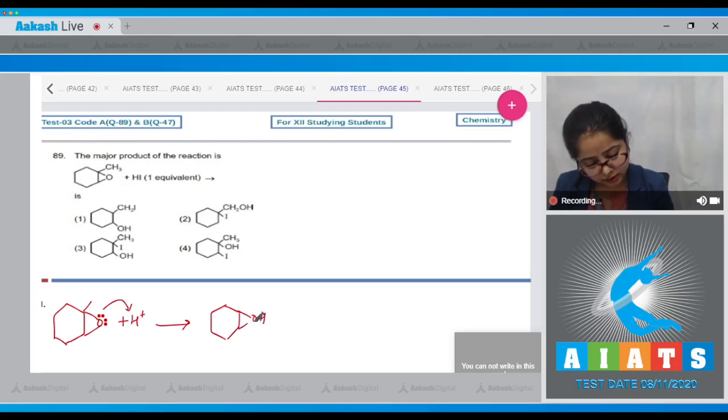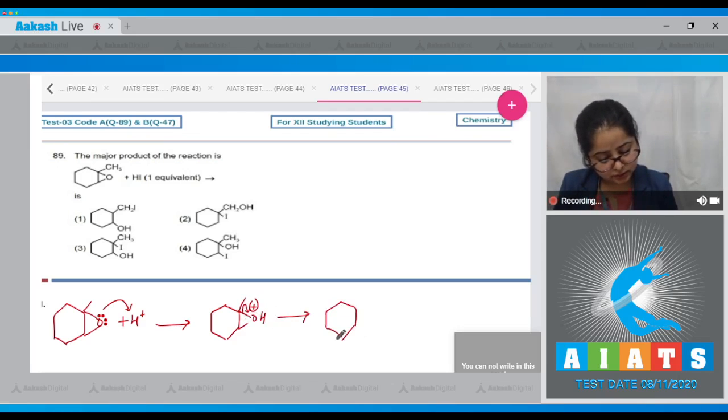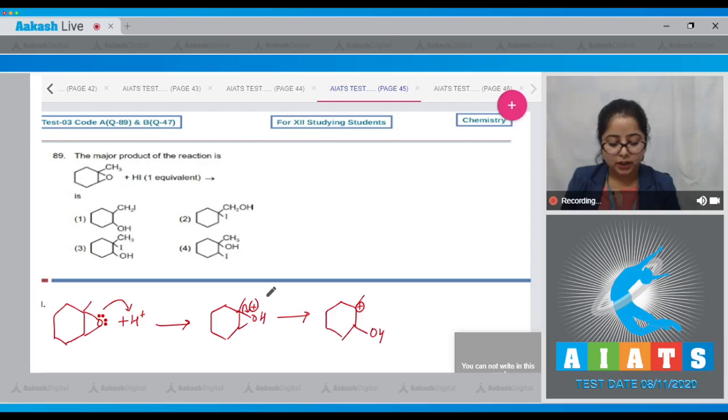H is attached. There will be a positive sign. Now student, this bond will shift towards oxygen. As a result, here it will be OH and here there will be a positive sign. Students, this bond shifts here because the carbocation formed will be 3 degree, and if this bond could have shifted here, the carbocation formed could have been 2 degree, and we all know that 3 degree carbocation is more stable than 2 degree. As a result, this carbon will acquire a positive sign.